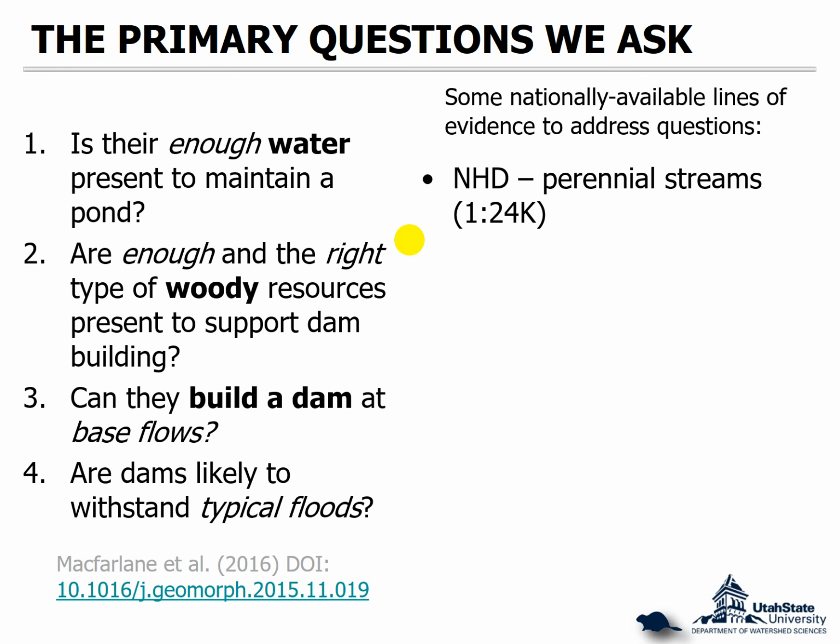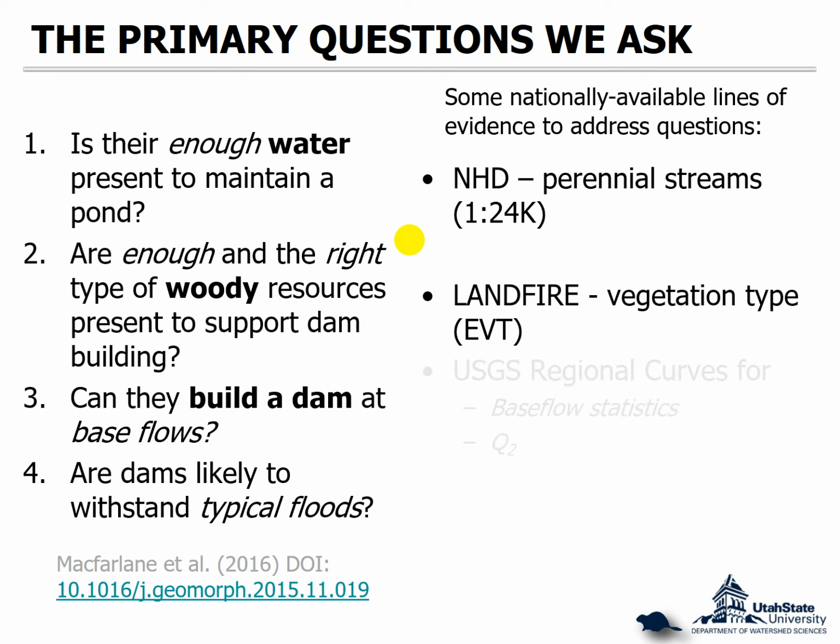First, we can take the National Hydrologic Data Set and clip it down to the perennial extent of the drainage network, and those are areas where we know that there would be water at least available. Landfire provides a nice approximation of existing vegetation cover. And if we sample that creatively and appropriately, we can get at whether or not the woody resources are there.